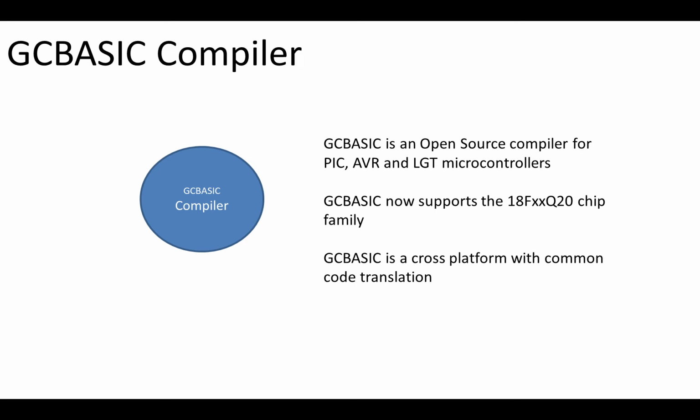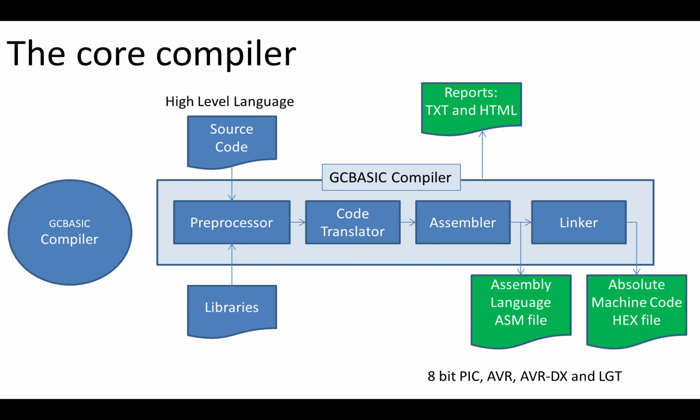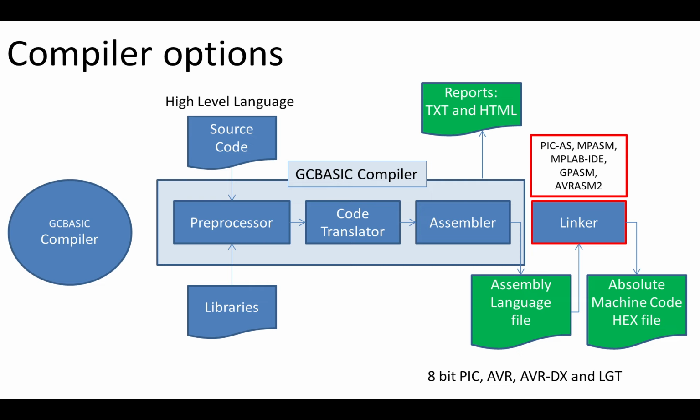And you've seen it's cross-platform, that's Windows and Linux, with common code translation. You've seen how the core compiler can take your source code and libraries and generate a hex file without really any additional tools. But you've also seen you can push that into different linkers and assemblers if you wish.